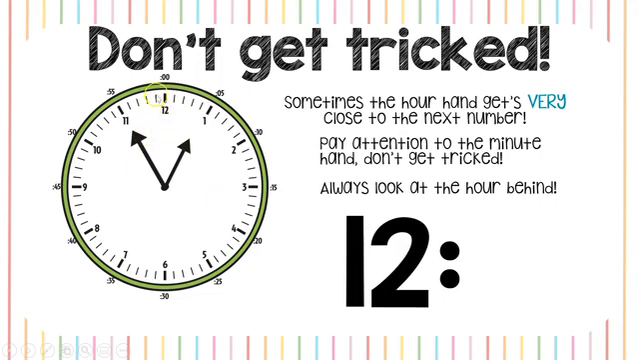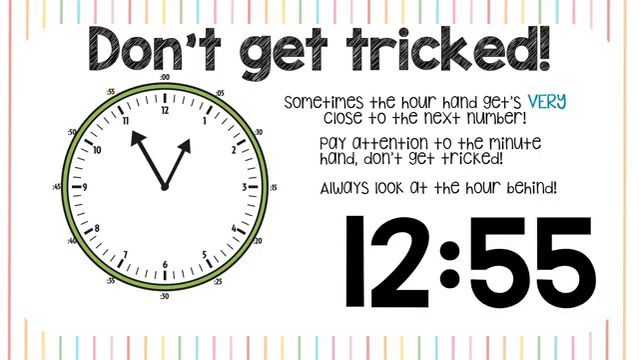Looking at the hour behind, I see that it's going to be 12. And now to count the minutes, I'm going to skip count each of these numbers by 5. 5, 10, 15, 20, 25, 30, 35, 40, 45, 50, and 55. Our minute hand is on the 11, which means that 55 minutes have gone by. So it's going to be 12:55.